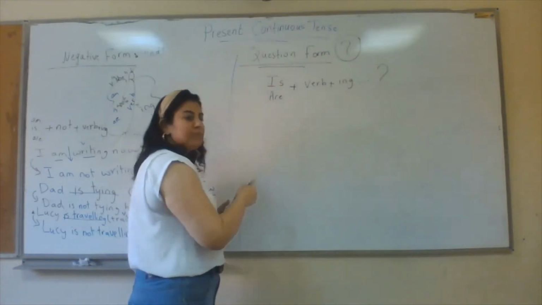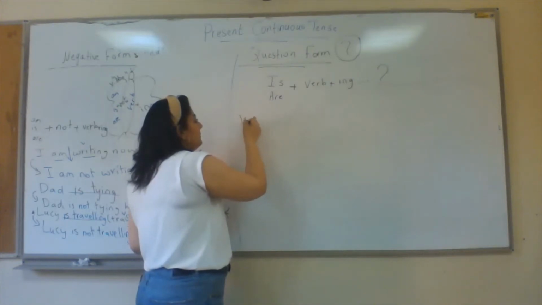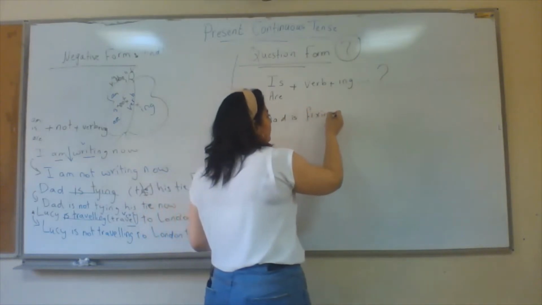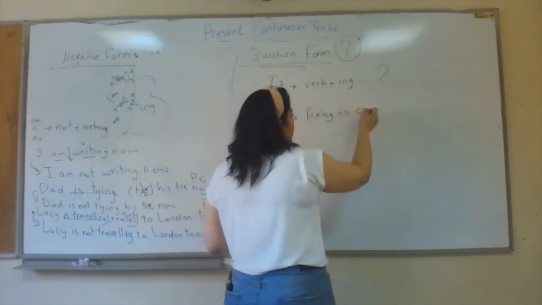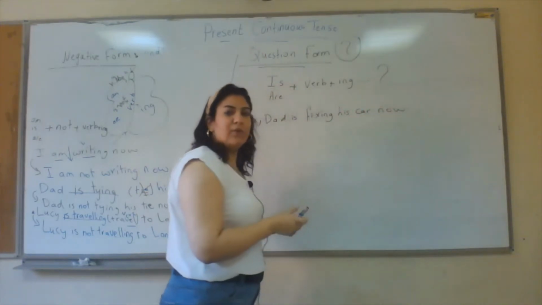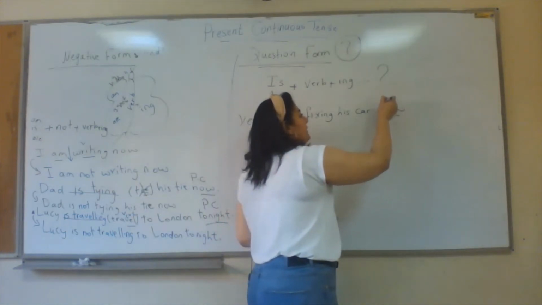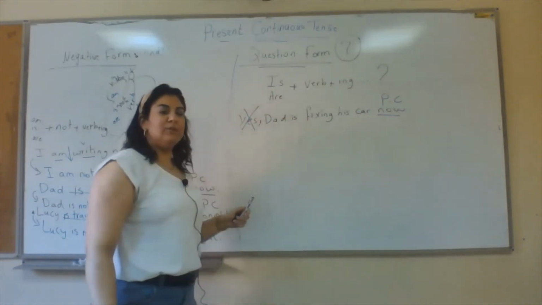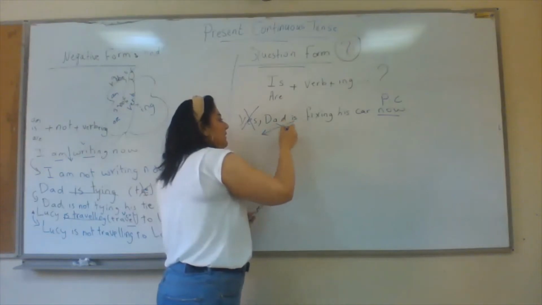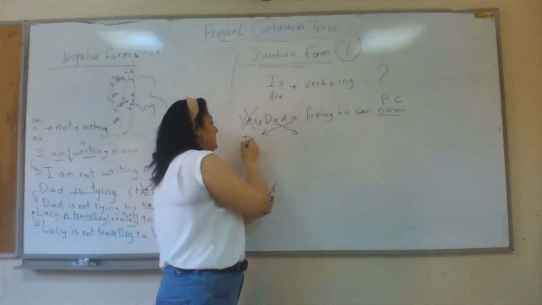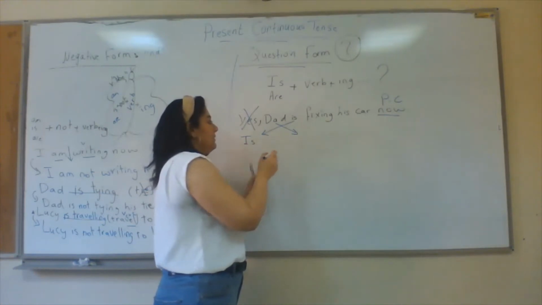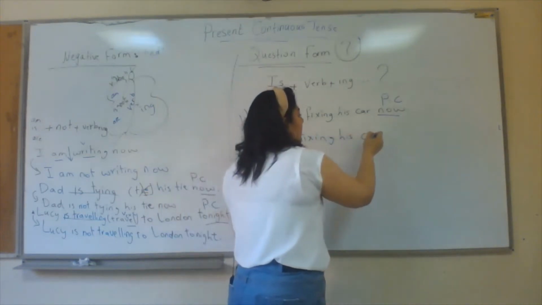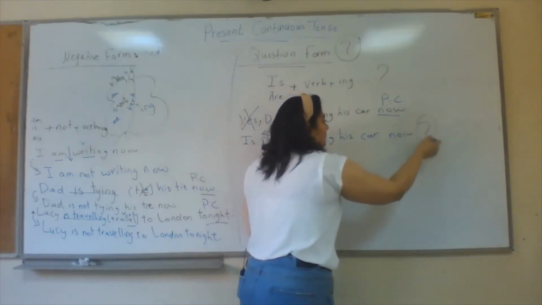For example, here I have, yes, Dad is fixing his car now. Okay, first of all, where is the keyword? Now, so I put the sentence in the present continuous. Super. What am I going to do? I will cross yes. Then I'll do what? The scissors. I'll put is here and that here. So I'll put is in a capital letter. Is Dad fixing his car now? And the question mark.